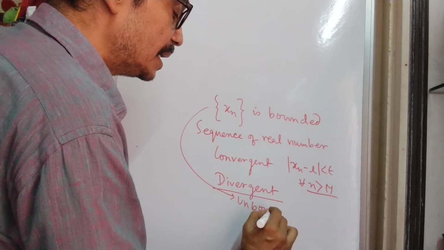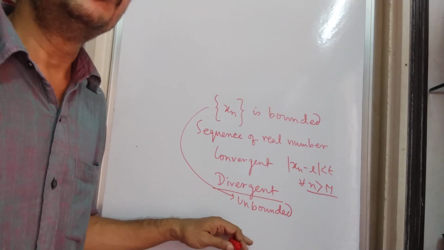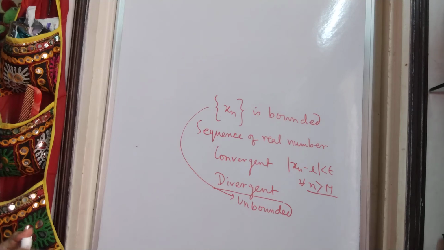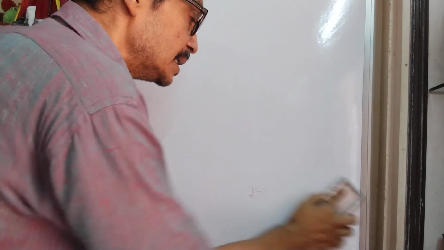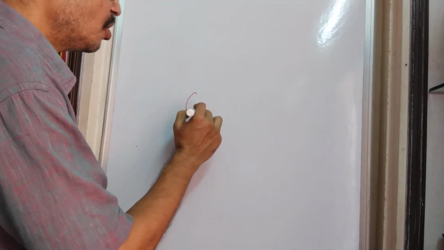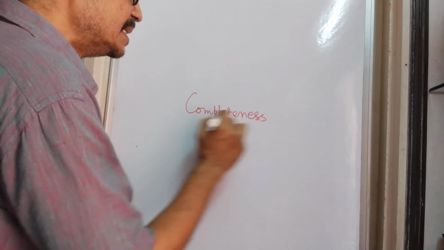Obviously, when a sequence diverges, it becomes unbounded. So boundedness is a property which is closely related with the convergence of a sequence of real numbers. Okay? And we all know that the real line, or the real numbers, has the property of completeness. That is another very important property of real numbers. Completeness property. What does it mean?